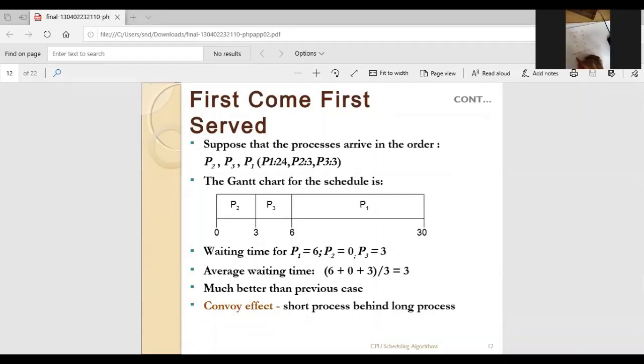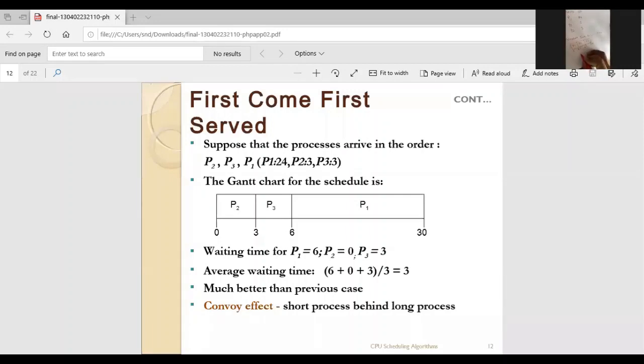So again, we have drawn the Gantt chart. So P1 is 0 to 24, P2 is how much? 24 to 27, and P3 is again 3 milliseconds, to 30. So this is your Gantt chart. Okay. So waiting time we have already calculated. Now we'll go for the turnaround time.